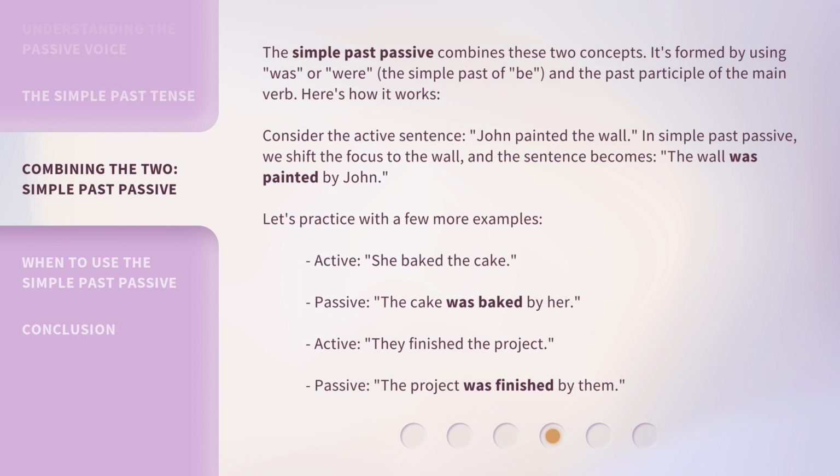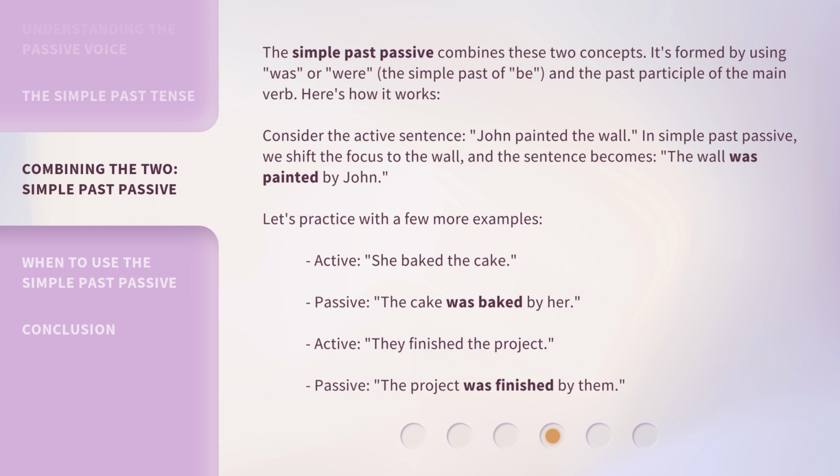The simple past passive combines these two concepts. It's formed by using was or were, the simple past of be, and the past participle of the main verb. Here's how it works. Consider the active sentence, "John painted the wall." In simple past passive, we shift the focus to the wall, and the sentence becomes, "The wall was painted by John." Let's practice with a few more examples.